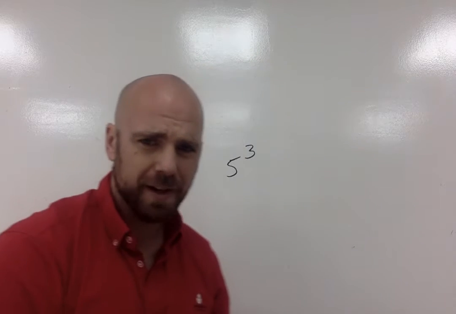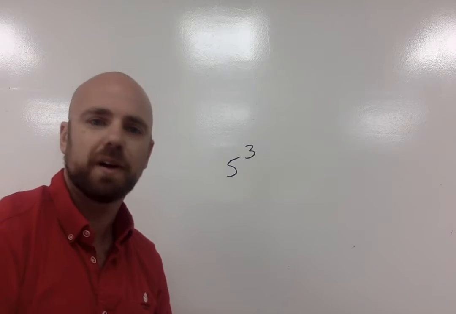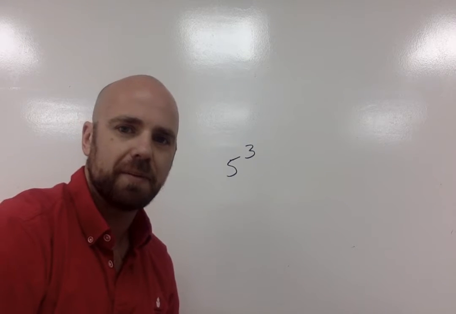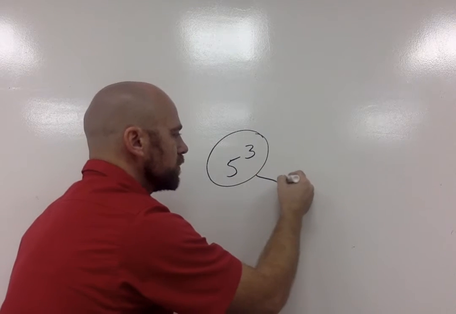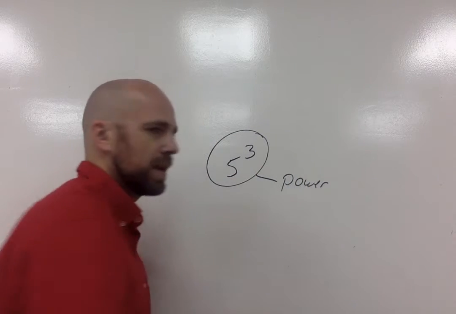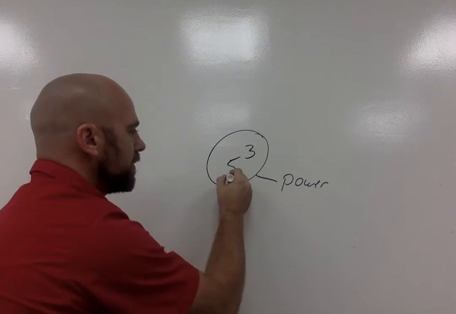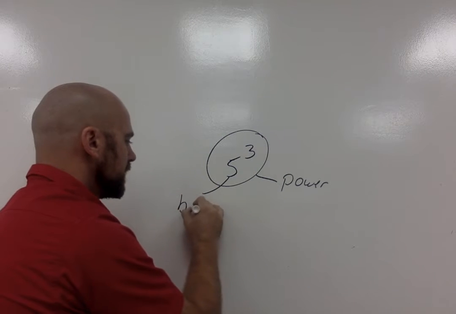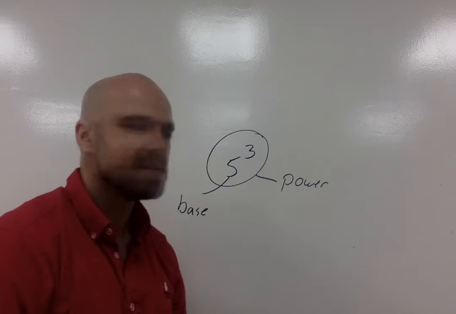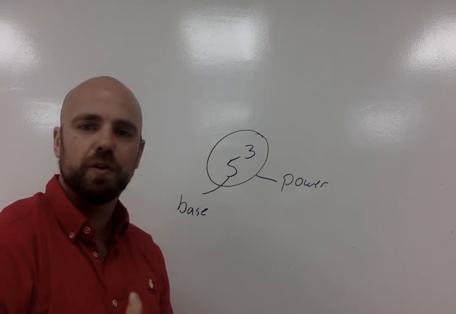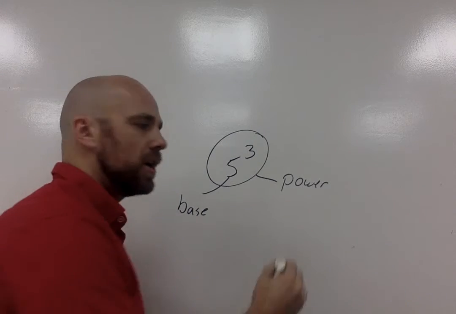So to break it down, if we have something like 5 cubed, or 5 to the power of 3, what's actually happening is this whole expression is what we call the power. When we talk about the 5, this is referred to as the base. This is what is being multiplied over and over again. This is what the repeated multiplication is. And then this is what we would call our exponent.